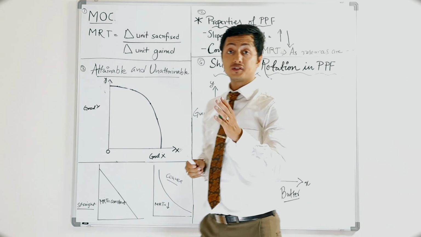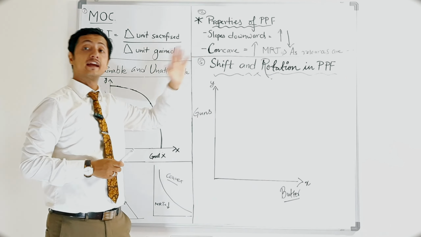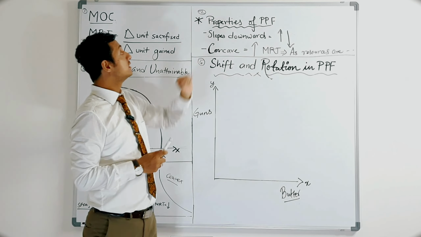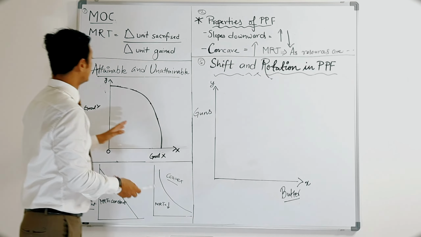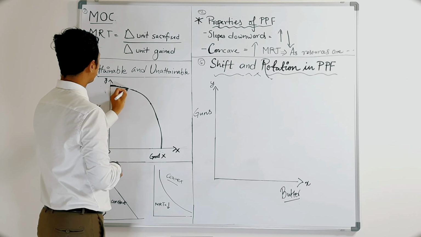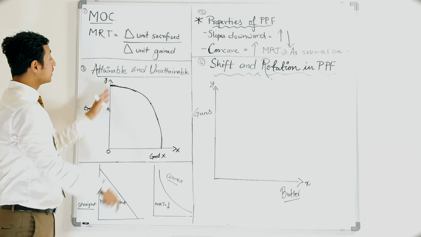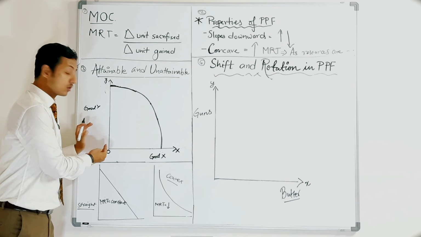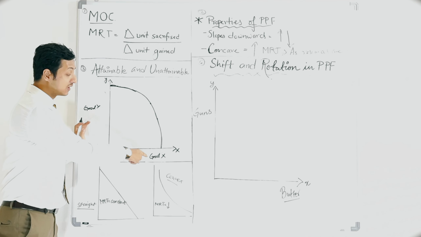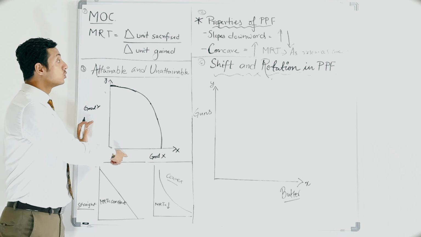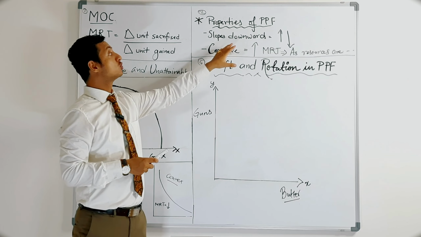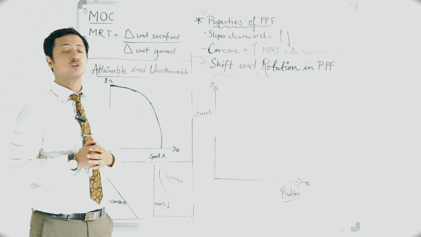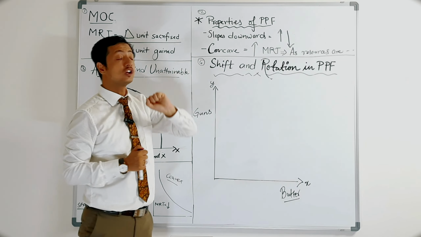Another important topic is properties of PPF, or the characteristics of PPF. There are broadly two characteristics. One is that it slopes downwards. As you can see here, this is a PPF curve. The PPF curve is downward sloping. That is because if you want to increase good Y, you have to sacrifice good X, right? So that is the reason why the PPF curve is sloping downwards, because of the inverse relationship in the change of the goods.